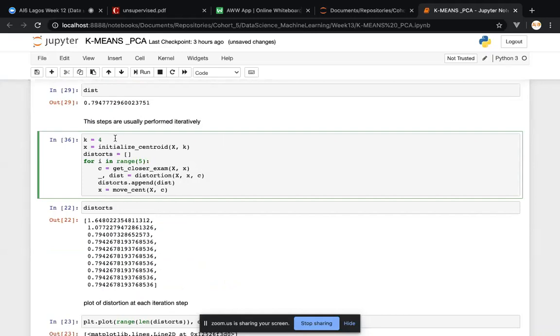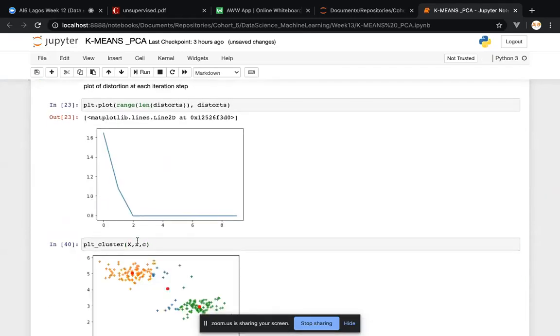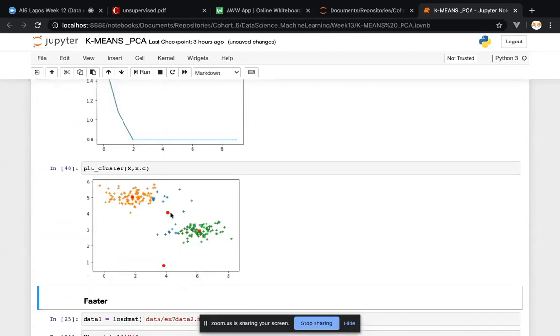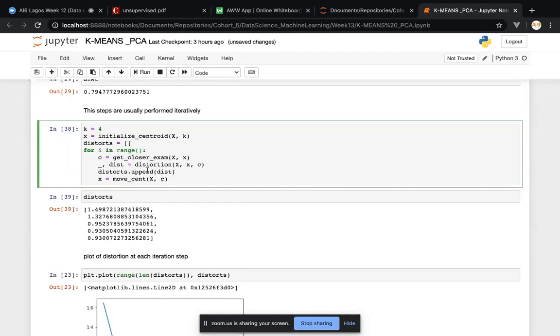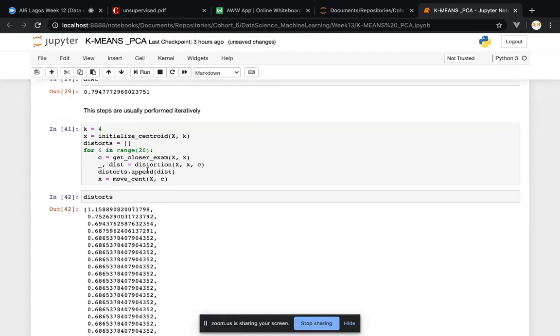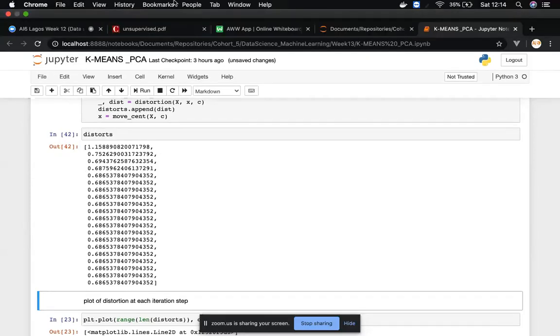But now what happens when we say we want 4 clusters? Confused. Yeah, I would say the algorithm is confused. But let's increase iterations. Let's say 20. So it means that it's calculating more loss.